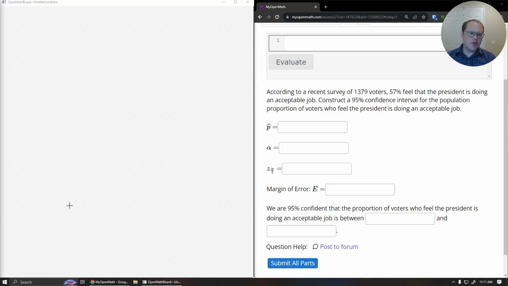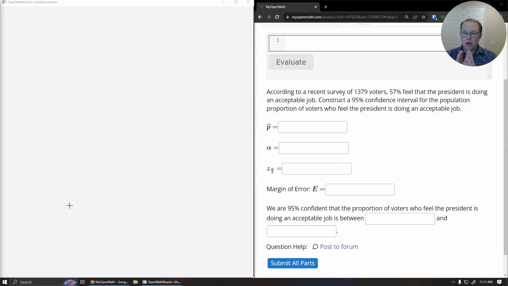According to a recent survey of 1,379 voters, 57% feel that the president is doing an acceptable job. Construct a 95% confidence interval for the population proportion of voters who feel the president is doing an acceptable job.